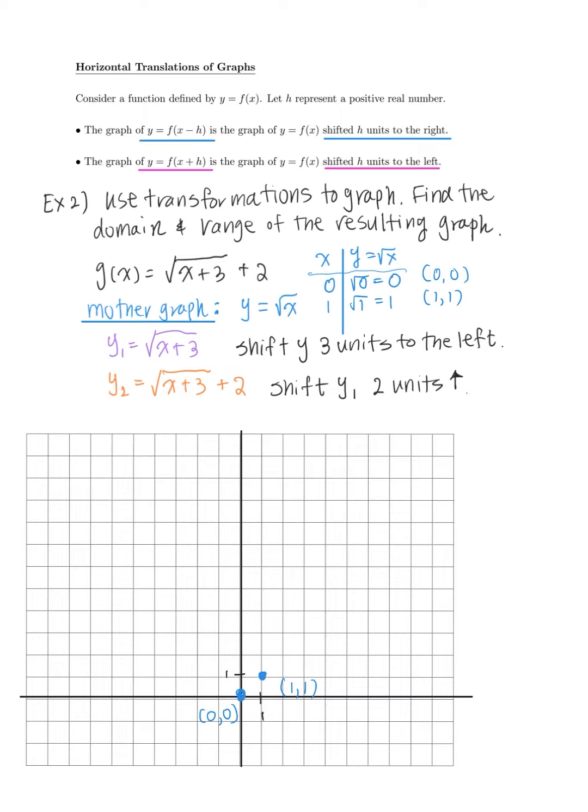And then what will be the next nice number? How about x equals 4? Square root of 4 is 2. So we're going to be plotting 4, 2. So let me see, where is that? 1, 2, 3, 4, 2. And you know what? Let's just pick one more.